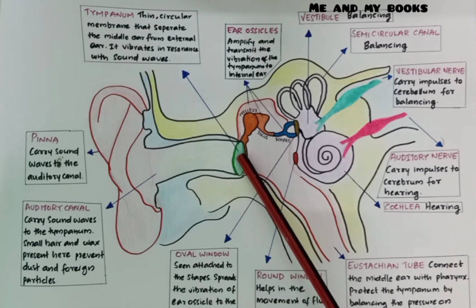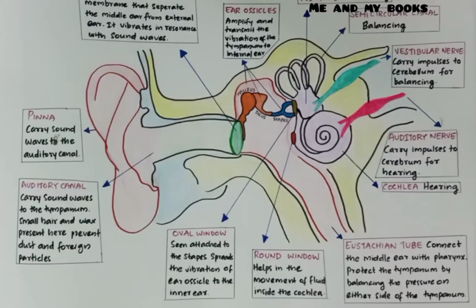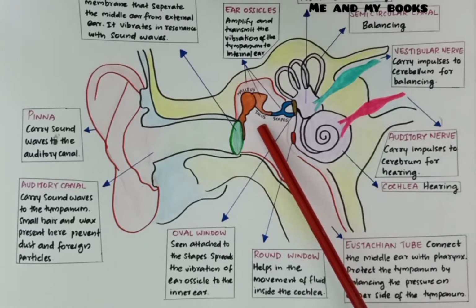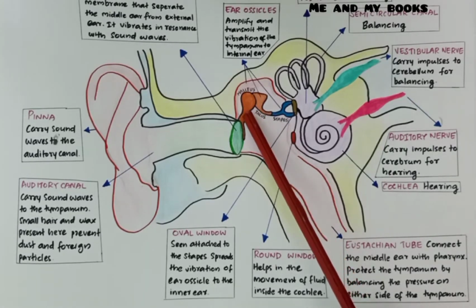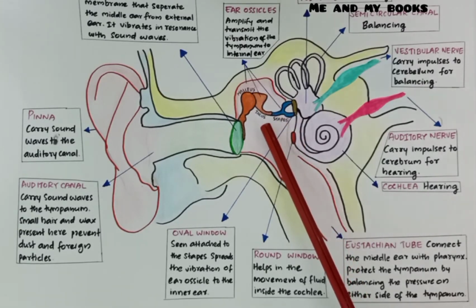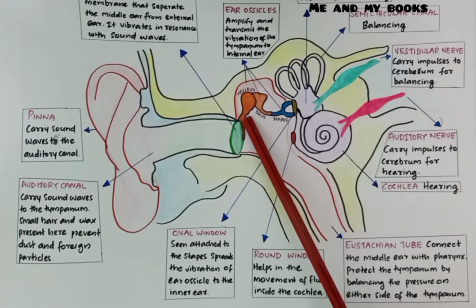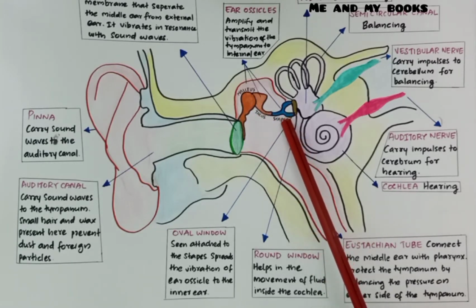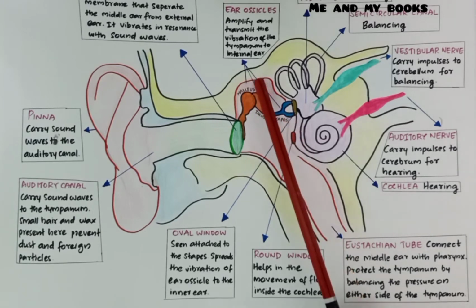Next I am going to talk about the middle ear. This is the middle ear. Here three bones are present, the ear ossicles: malleus, incus, and stapes, connected to each other. One more part is there, known as the extension tube. When these three bones vibrate according to the tympanum's vibration, the sound reaches the last one, the oval window.